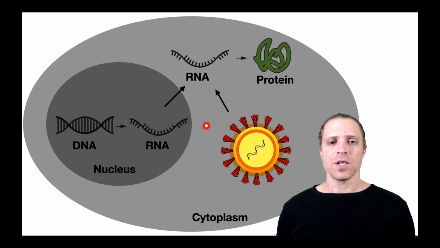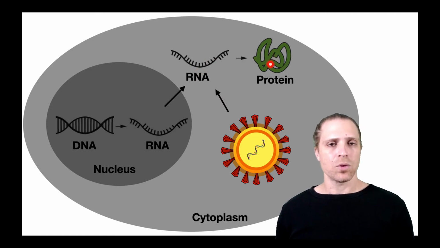It actually hijacks the cell's systems that take RNA and translate it into proteins. So the coronavirus actually doesn't go into the nucleus, it doesn't spread its genetic material in the nucleus, it simply spreads it in the cytoplasm, and the cell itself translates the RNA into a protein.